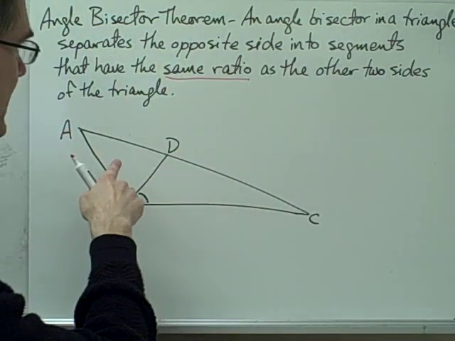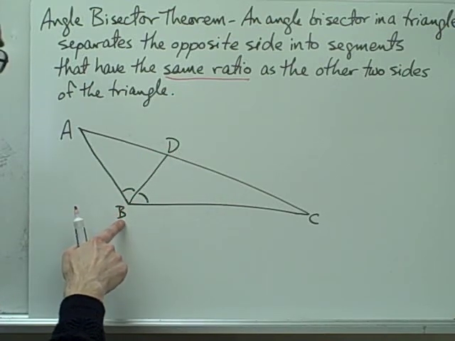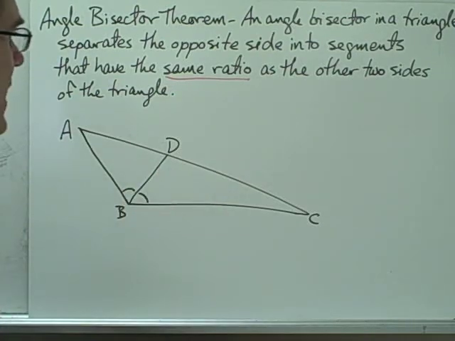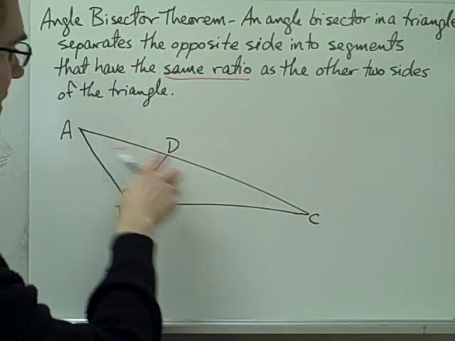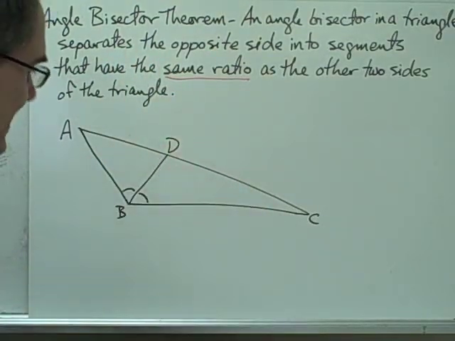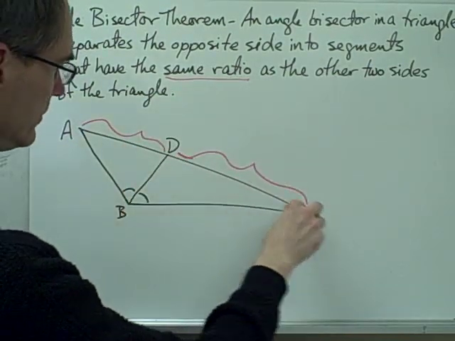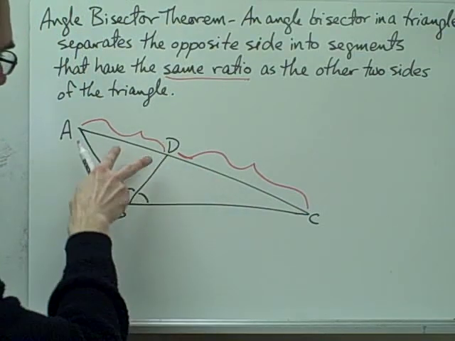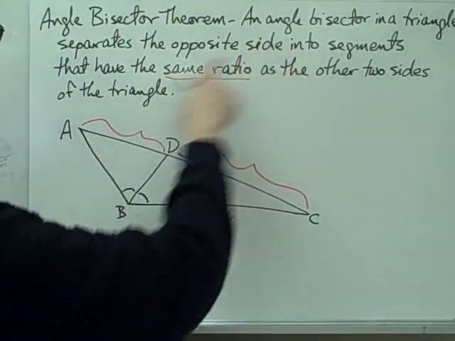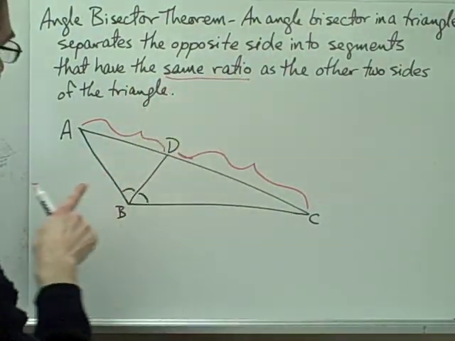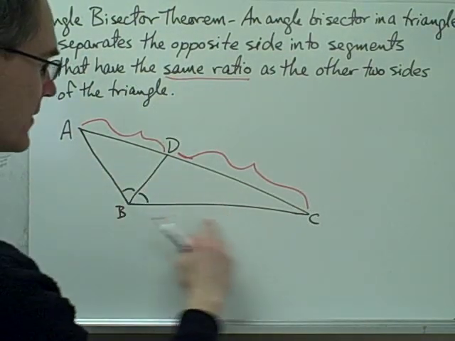So here I've got triangle ABC, and I've drawn in here an angle bisector going from vertex B to the opposite side. So according to this theorem, this angle bisector separates this opposite side into segments. So here's one segment, and here's another segment. This angle bisector separates side AC into these two segments, and these two segments have the same ratio as the other two sides of the triangle. In other words, this side, AB, and this side, BC.